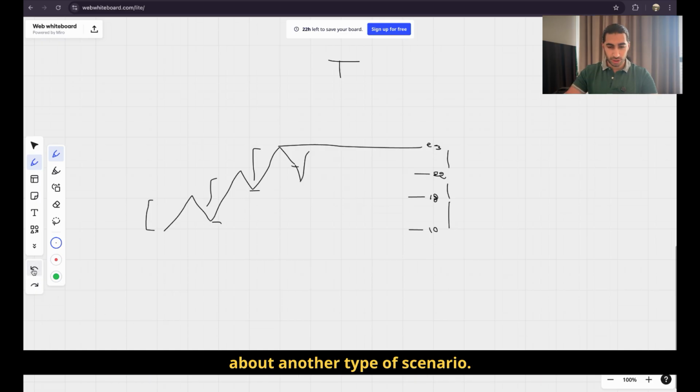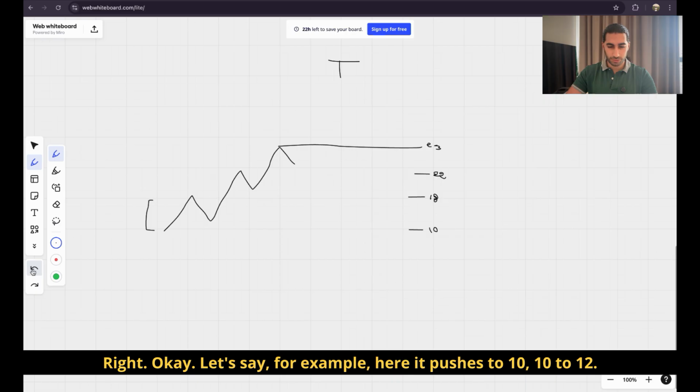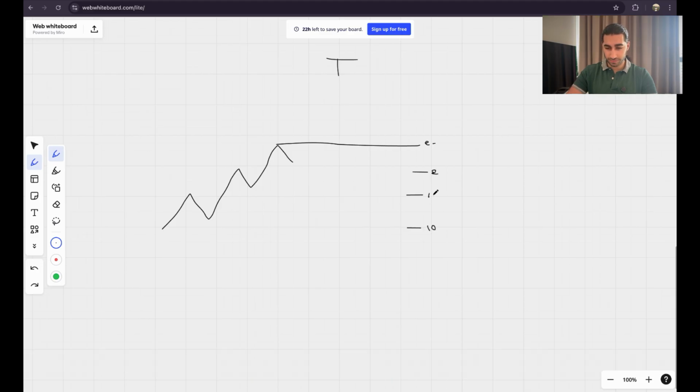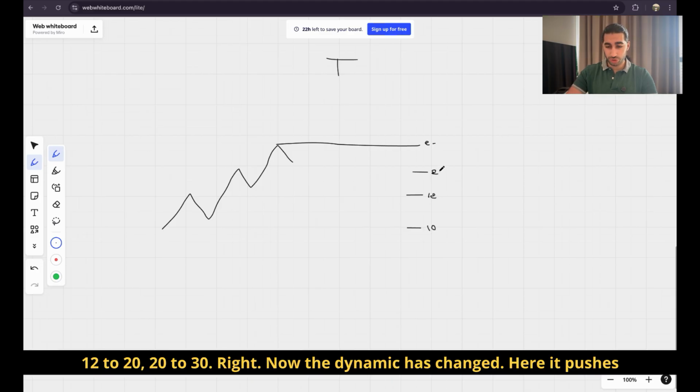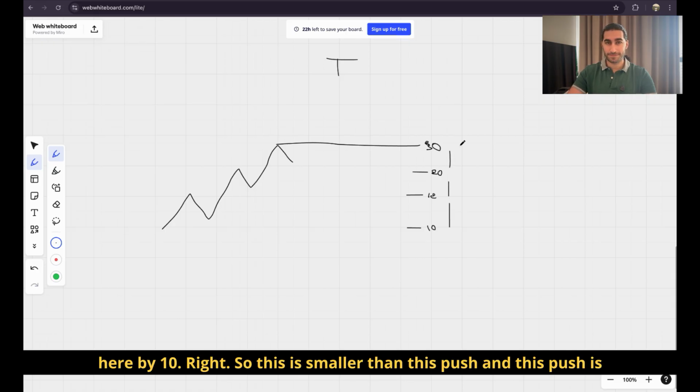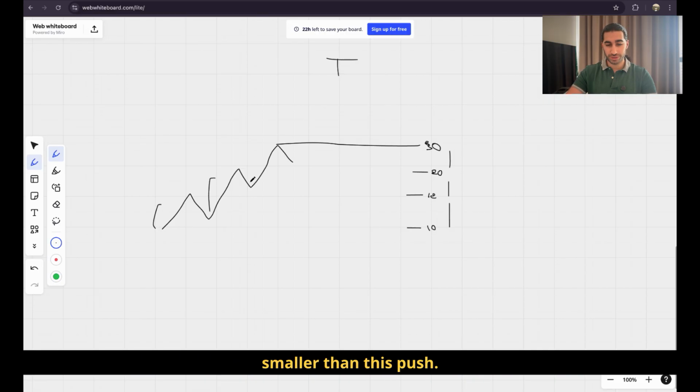Let's talk about another type of scenario, right? Okay. Let's say, for example, it pushes 10 to 12, 12 to 20, 20 to 30, right? Now the dynamic has changed. Here it pushes by 2, here by 8, here by 10, right? So this is smaller than this push, and this push is smaller than this push.